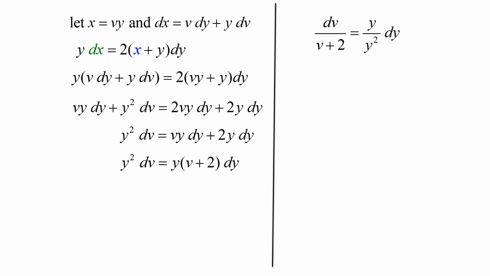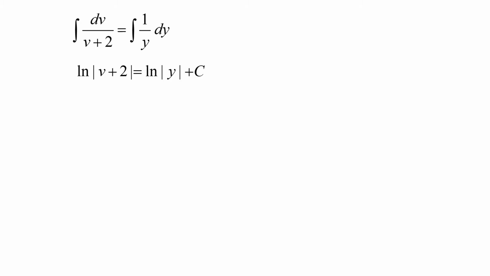Now that our variables are separated, we can integrate both sides. So dv over v plus 2 equals 1 over y dy. Integrating both sides, we'll get the integral of dv over v plus 2 equals the integral of 1 over y dy. If we evaluate those integrals, we'll get the natural log of v plus 2 equals the natural log of y plus c.